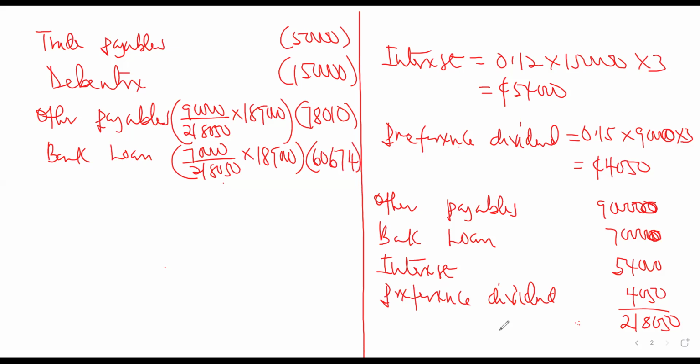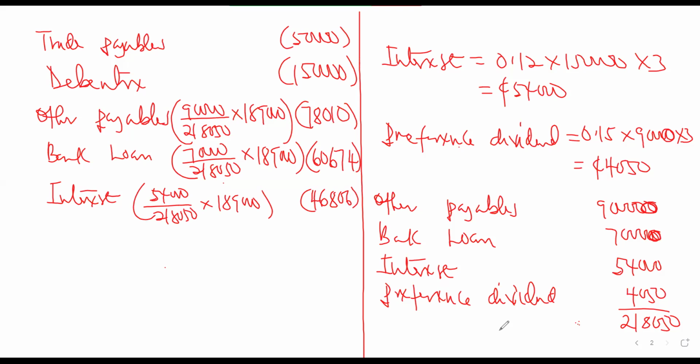What would be the interest here? 54,000 divided by 218,050 multiplied by 189,000. What are we having? 46,806. Okay.